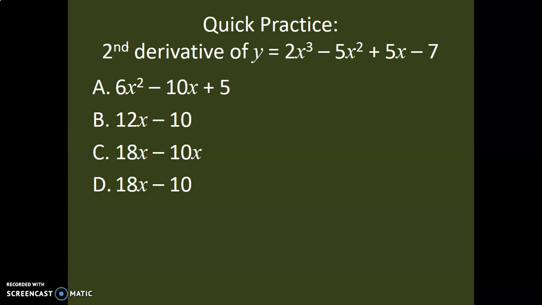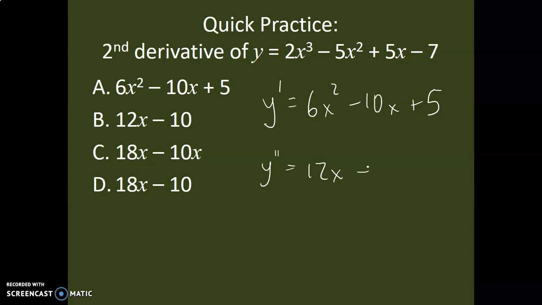So to find the second derivative, I need to find the first derivative, and then take the derivative again. So the first derivative, which would be y prime, would be 6x squared minus 10x plus 5. Constant goes away. Second derivative would be 12x minus 10. Constant goes away. Asked for the second derivative. I see my answer choice there, and I'm done.